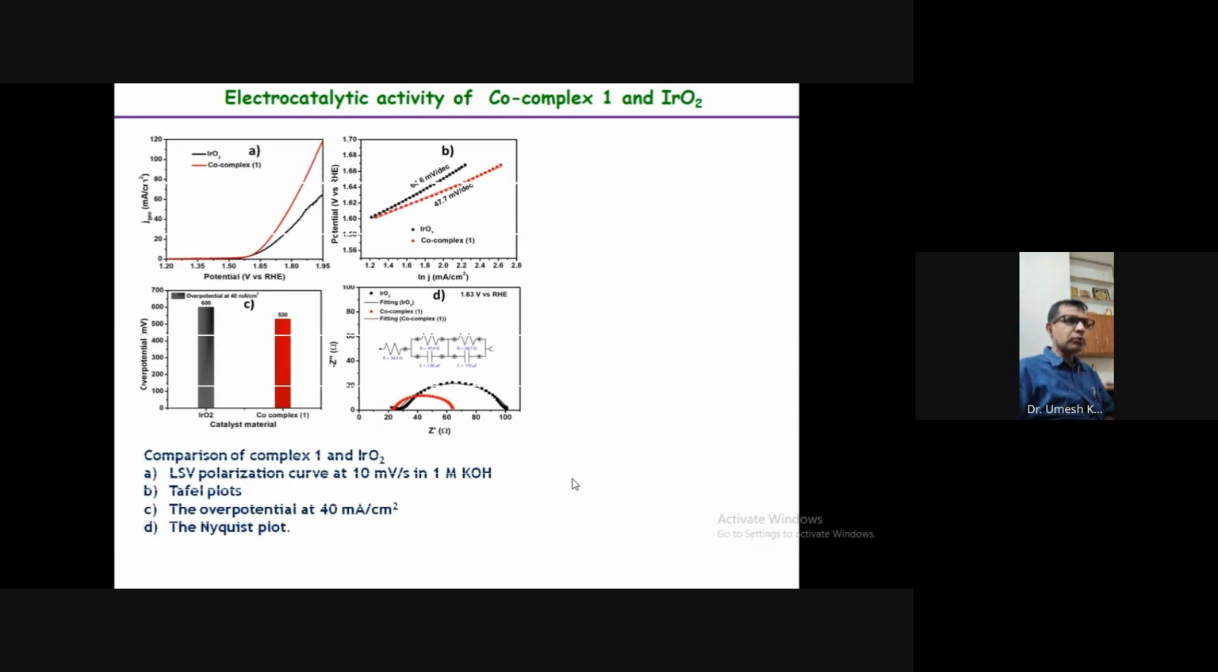Then we went on to the electrocatalytic activity of these complexes. For complex 1, we did electrocatalysis for the OER reaction and compared it with a benchmark catalyst. People use iridium oxide as a benchmark catalyst, and we compared with literature values. We saw that in our very simple complex, the activity is much higher compared to the benchmark iridium oxide catalyst.